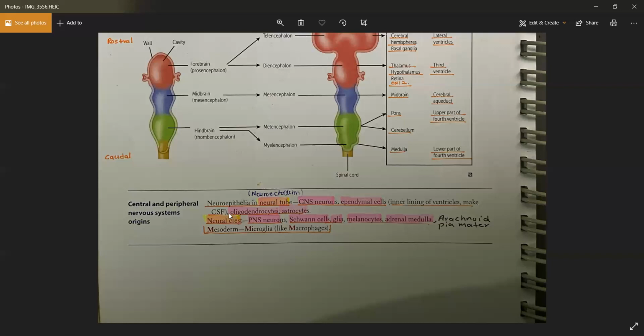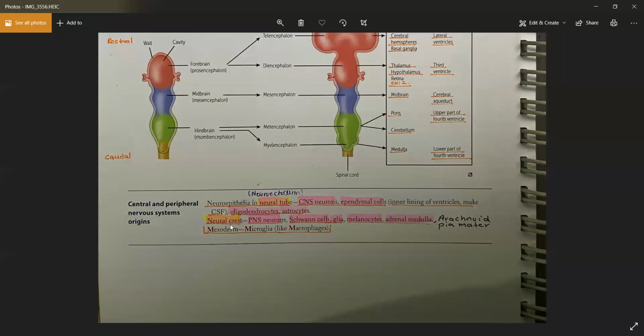You have the neural crest cells, which form the peripheral neurons, Schwann cells, which line these neurons, the glia which are present in the periphery of the body, the melanocytes, as you remember the S100 marker, and the adrenal medulla, not the cortex, but the medulla part. These are formed by the neural crest cells. And the brain meninges, which are the arachnoid matter and the pia matter, are also formed by the neural crest cells.